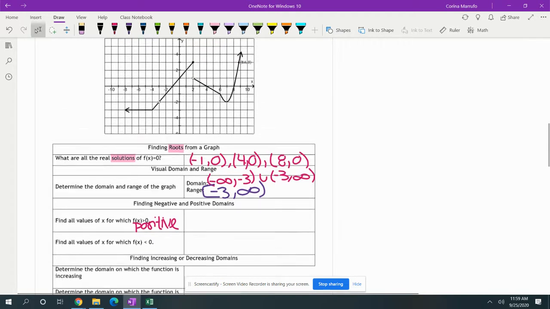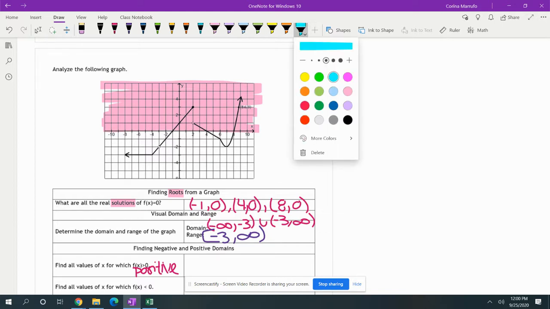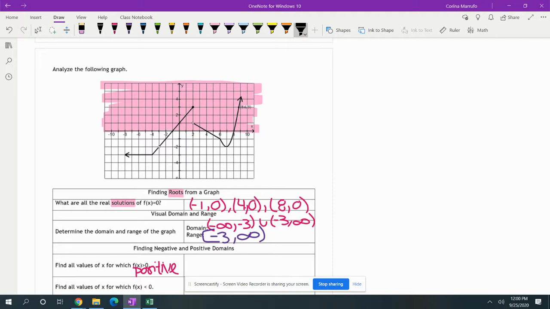Okay. So if we look here, our function is positive all up here. These are your positive y values. So this is where our function is positive. Now we need to give the intervals on which our function is positive. So we have to completely ignore this bottom piece.